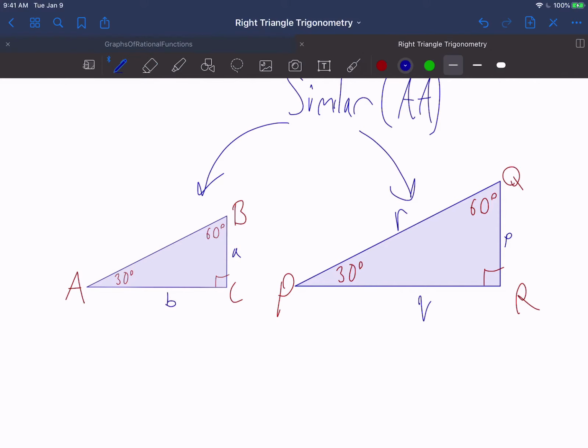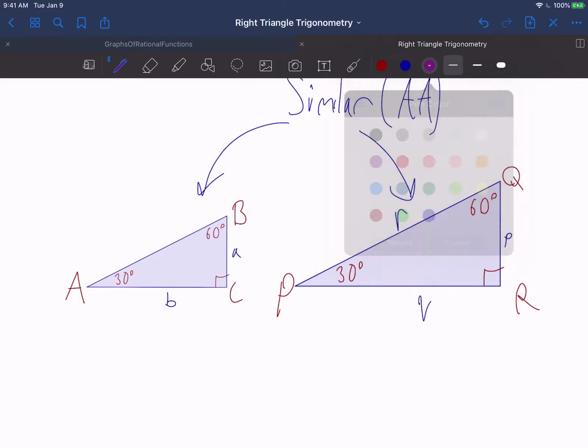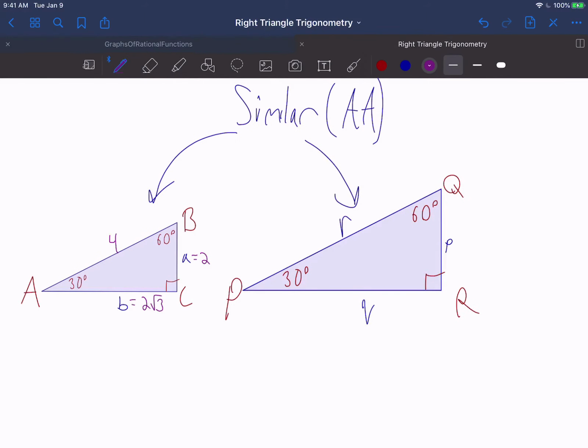Now, just for giggles, I'm going to take side C here. I'm just going to replace it with, make it purple. I'm going to call this 4. And if that's 4, we know across from the 30-degree angle, it's the short leg. It means that A is going to equal 2 and B is going to equal 2 root 3. If you're curious about this, please either see another video in the library here or Google another video to learn about 30, 60, 90 right triangles. You probably should have learned about that before doing right triangle trig. I'm going to replace side R over here with the number 8.